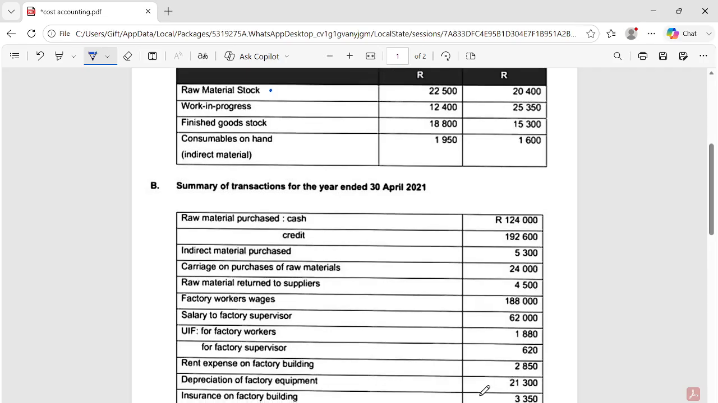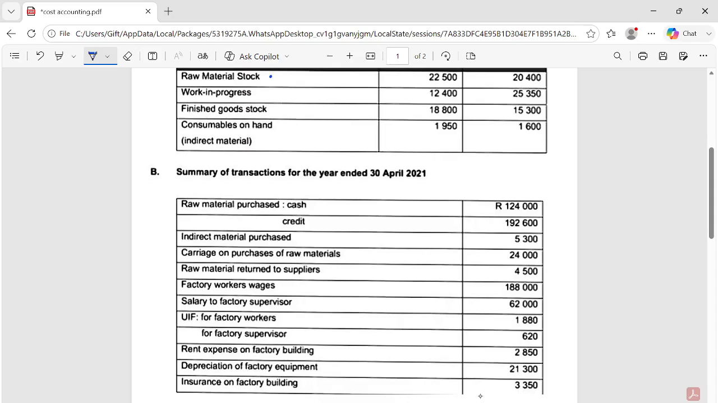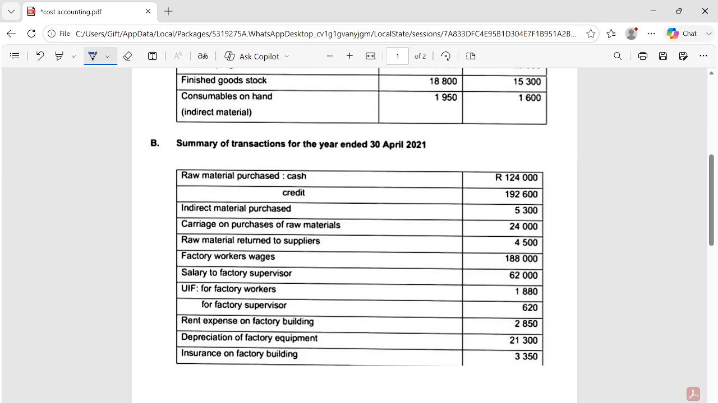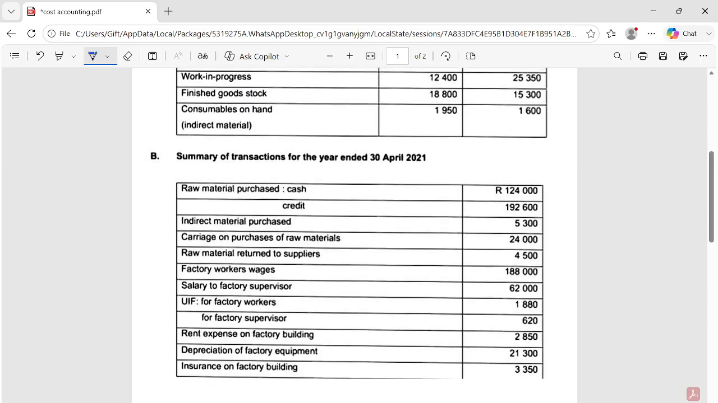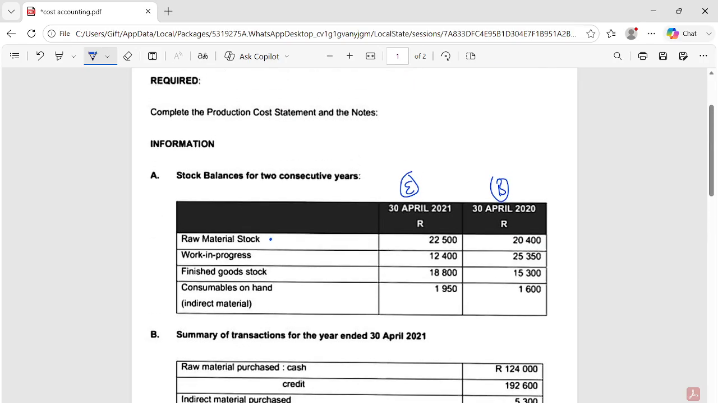And then we have a rent expense for factory building, depreciation for the factory equipment, insurance for factory. These are the expenses that relate to the organization, right? Now let's see what we are required to do. In this case, we were required to do the production cost statement, right? In order for you to do the production cost statement, you need to do the following notes, right?